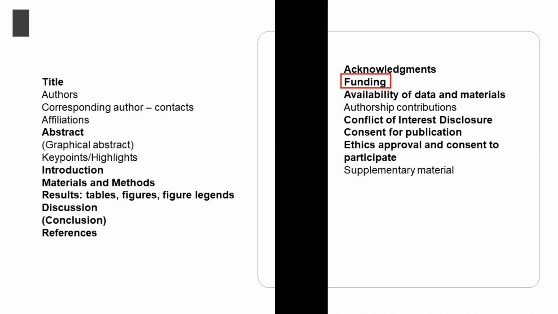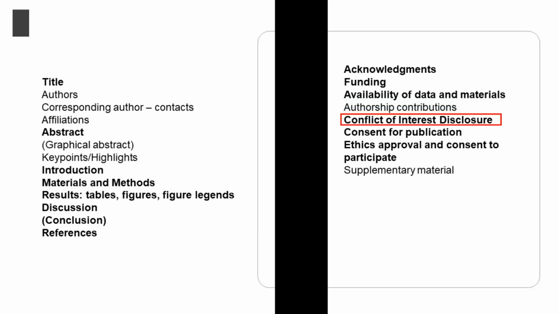Funding: A declaration of financial support for the research, including grants, sponsorships, or any other financial backing. Availability of data and materials: Information about where the data and materials used in the study can be accessed by others. Authorship contributions: A description of each author's role and specific contributions to the study, ensuring transparency in the authorship process.